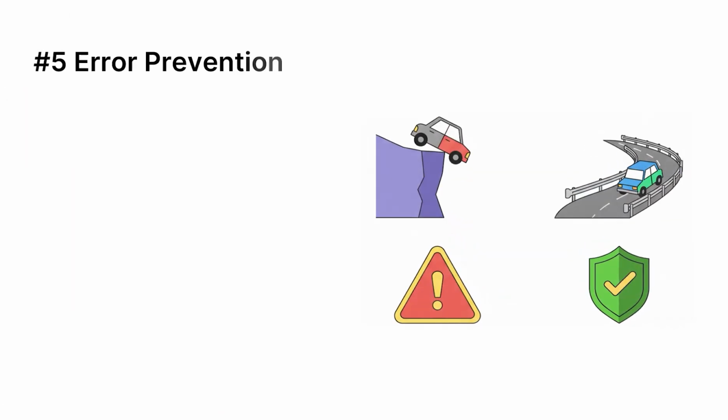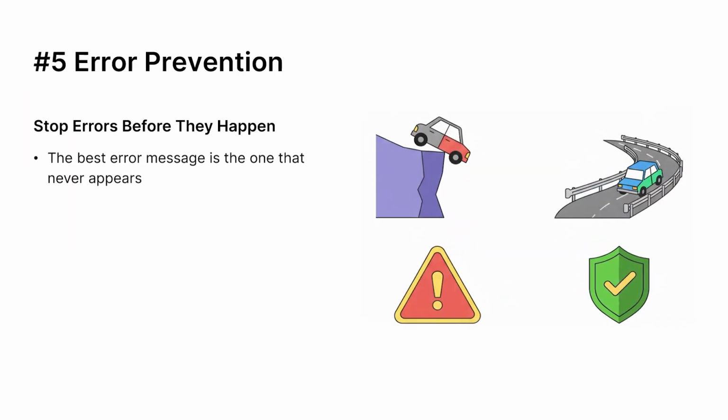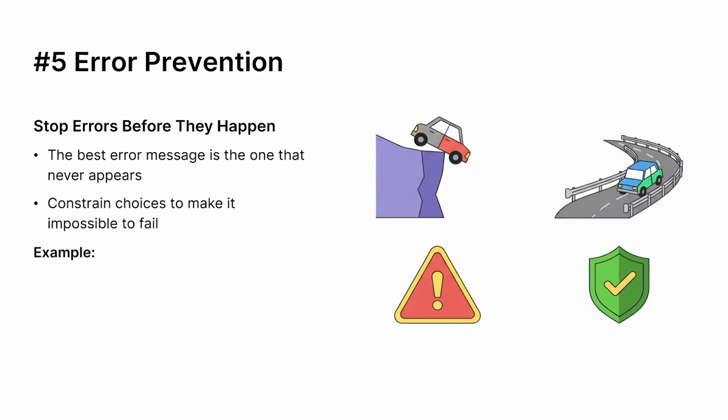Number 5, error prevention. Design systems that prevent errors instead of just handling them. The best error message is the one users never see. Think about Google Calendar. It auto-suggests meeting times and prevents you from double booking yourself. That's smarter than letting you schedule conflicts and fixing them later. Some quick wins here. Disable submit buttons until forms are complete. Auto-format phone numbers and dates.